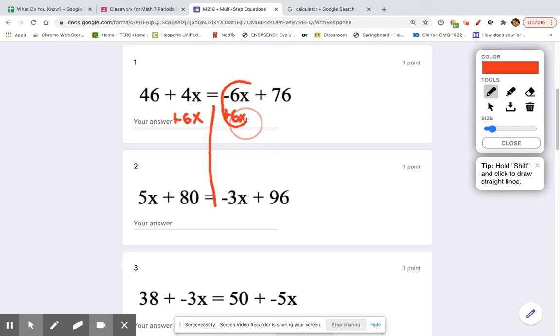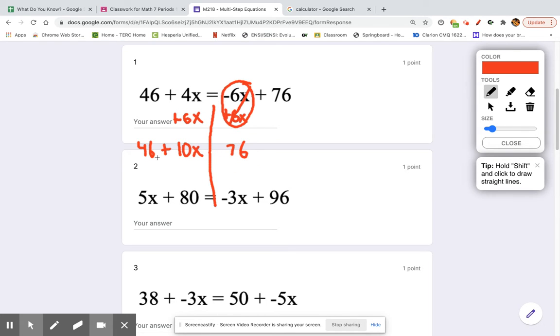So negative 6x plus 6x, those cancel out and equal 0. So I've just gotten rid of those on that side. And I'm left with 46 on this side plus, well, 4x's plus 6x's is 10x's, right? Because 4 plus 6 equals 10. And all of that equals 76.